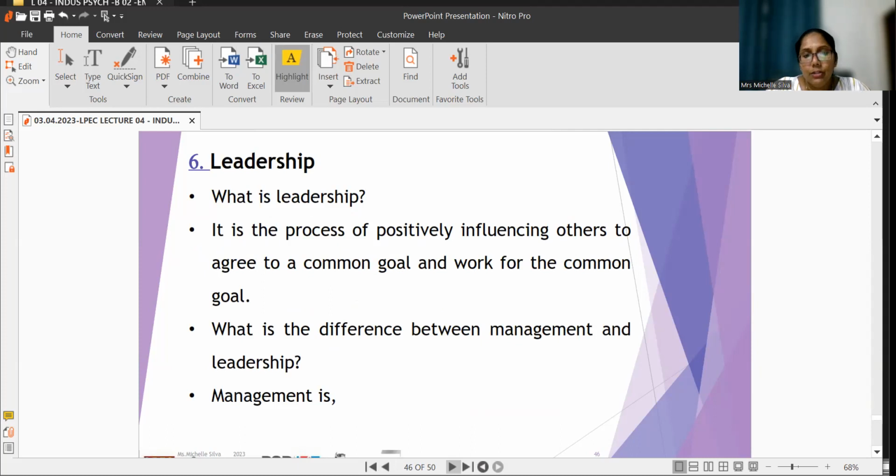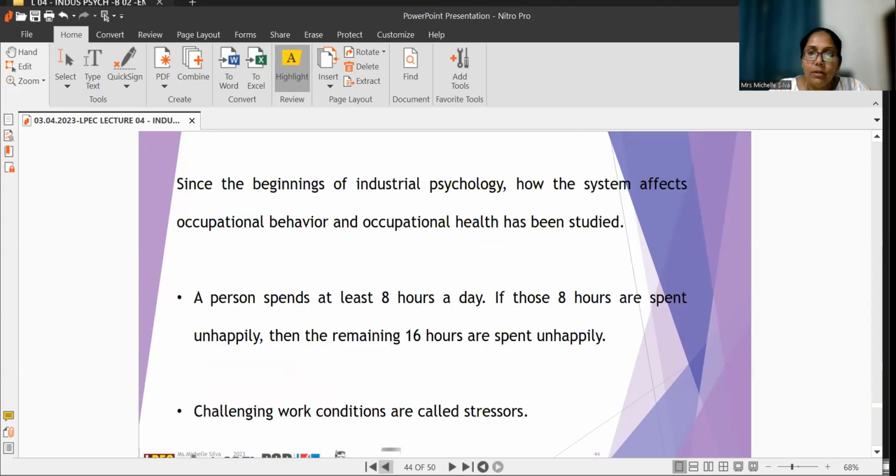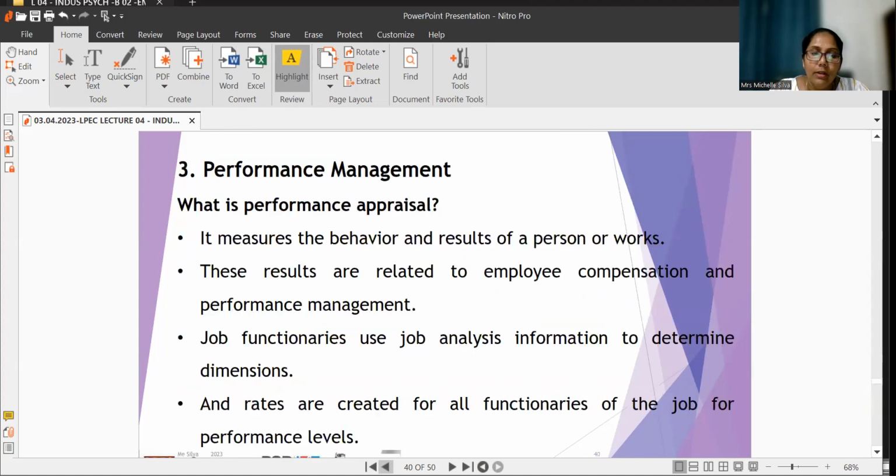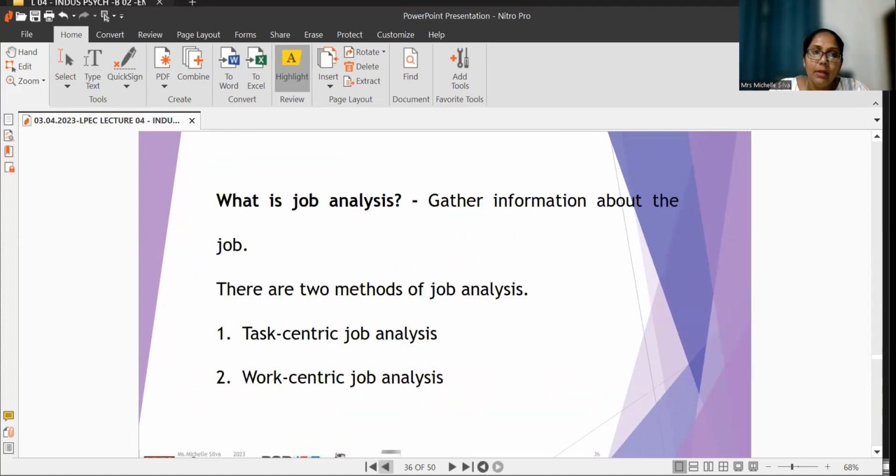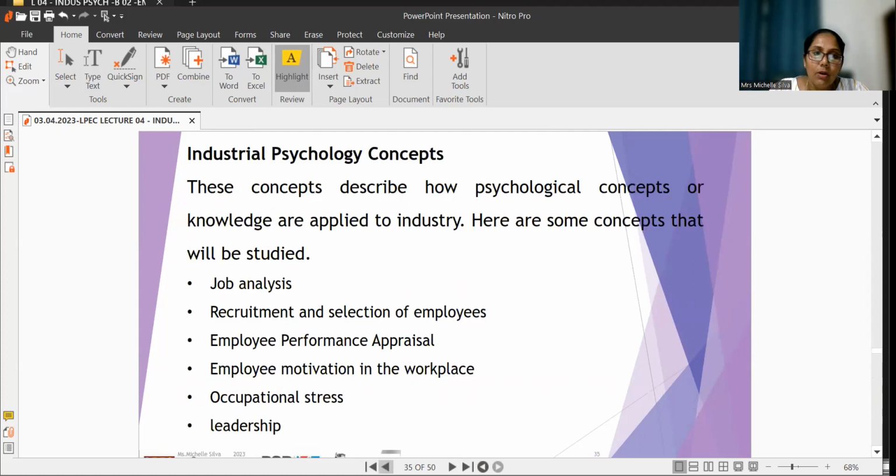Next one is leadership. When we talk about leadership, I believe that the 5 concepts we have discussed are sufficient. So therefore, please skip the leadership. Don't focus on it. I won't give any question on this. Just focus on only the 5 important concepts we have decided, my dear student. First one is job analysis. That is the first concept.